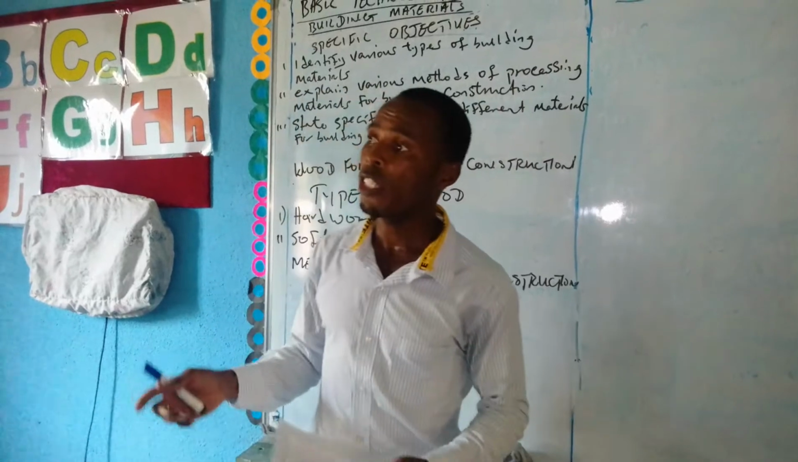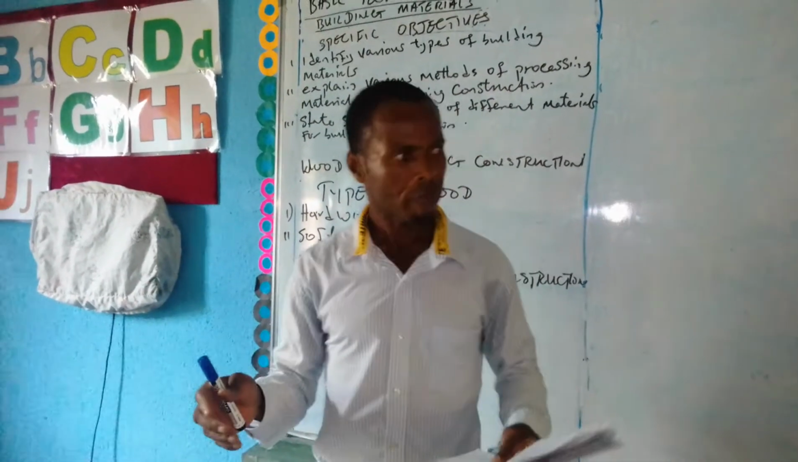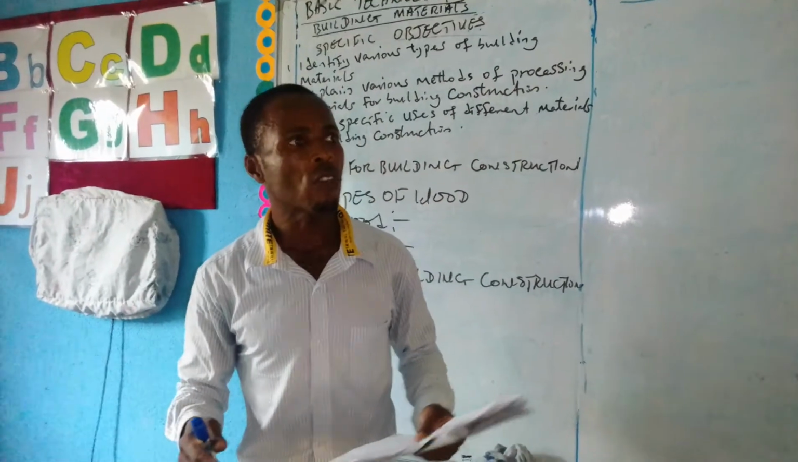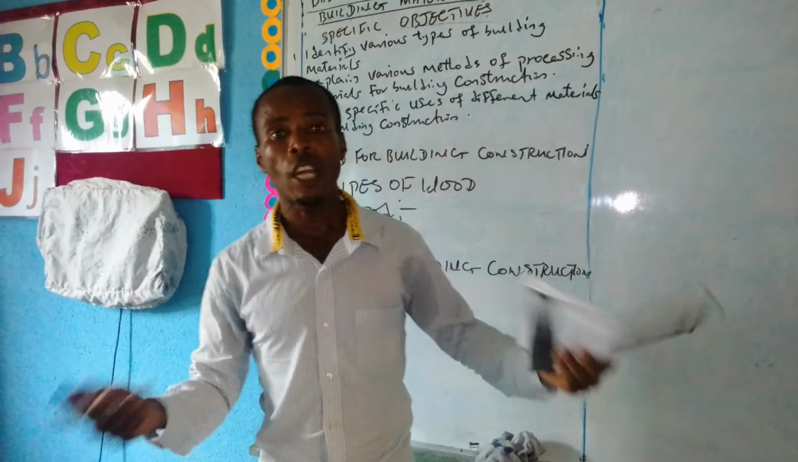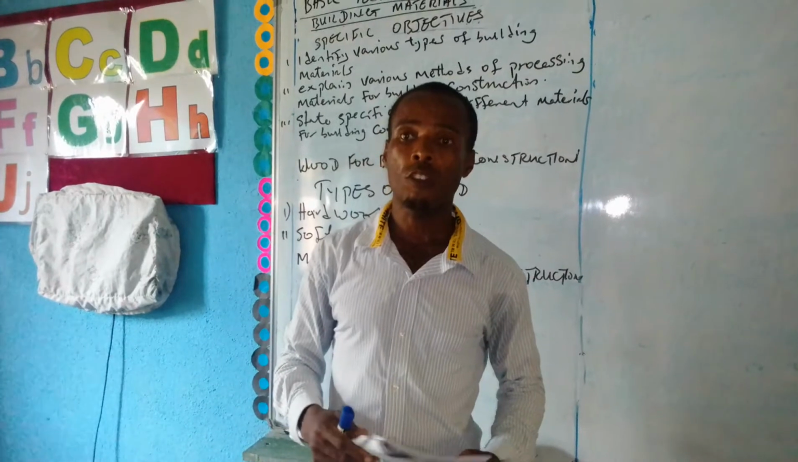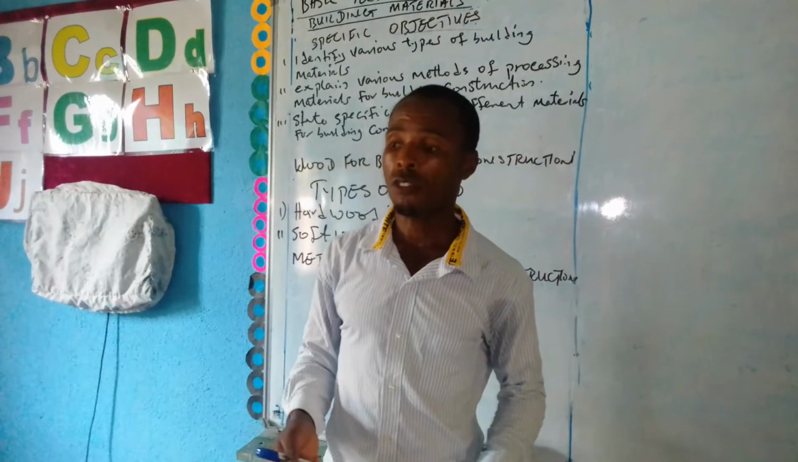If you check our building, you check the roofing sheets, they are also made up of what? Metals. You check the zinc, the aluminium, they are all what? Metal products which are used in building construction.